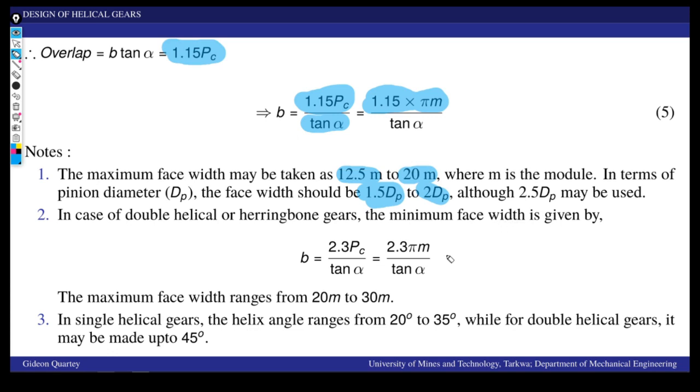In the case of double helical gears, as in herringbone gears, the minimum face width is given by this expression over here. And the maximum face width may be anywhere from 20 to 30 times the module. In a single helical gear, the helix angle ranges from 20 to 35 degrees, while for double helical gear, it may be up to 45 degrees.